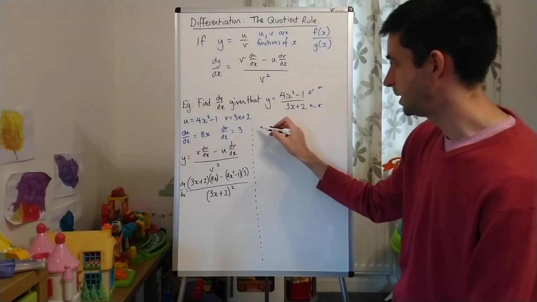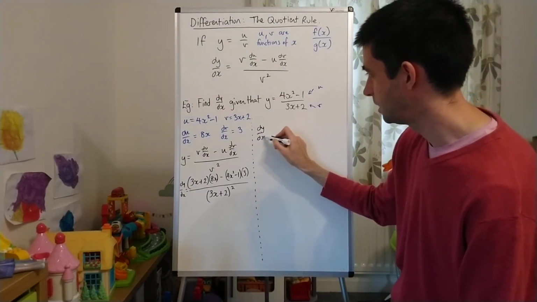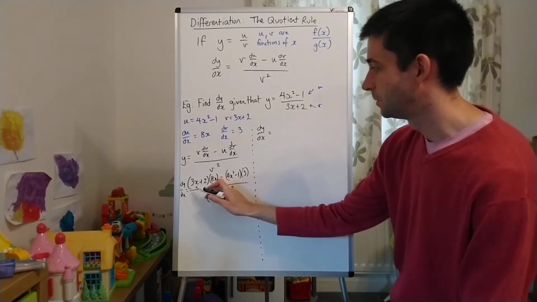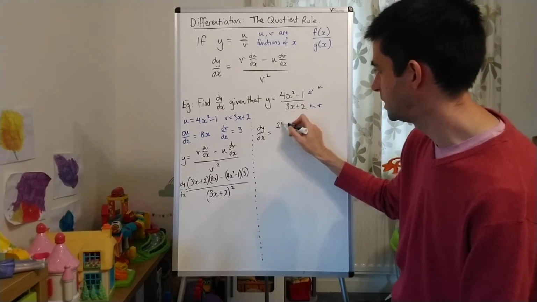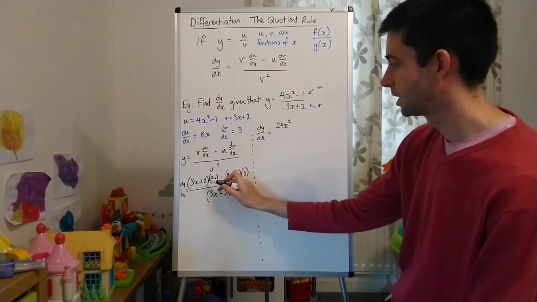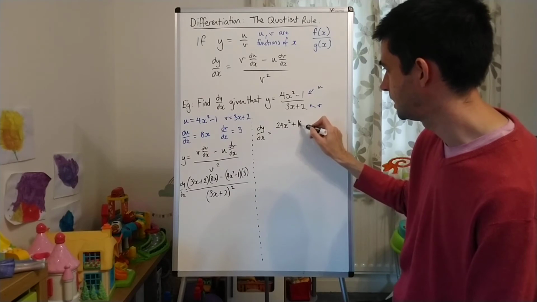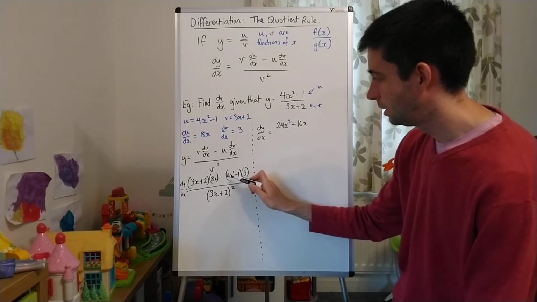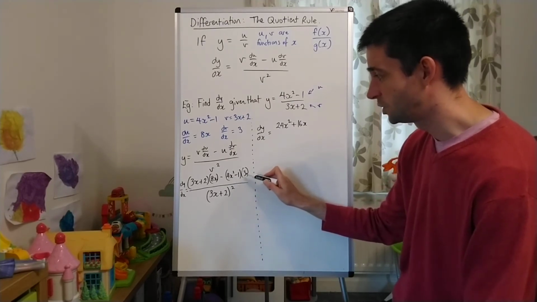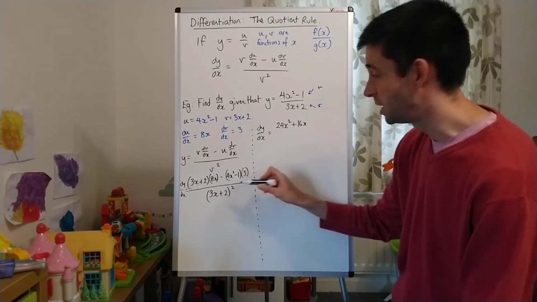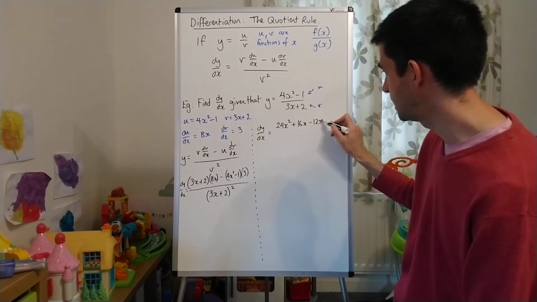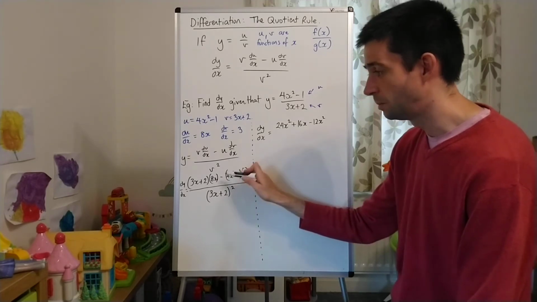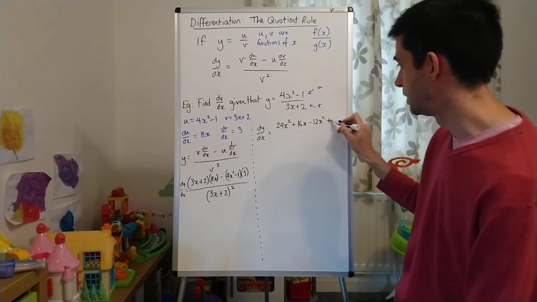So what I'll do, I'll just come up here so you can see it clearly. dy dx then equals, and I'm just going to expand out these brackets on the numerator. So 3x times 8x is 24x squared. 2 times 8x is 16x. Now be careful with the signs when we expand out here. 4x squared multiplied by 3 is 12x squared, but because we've got a minus there, it's negative 12x squared, and then negative 1 times 3 is negative 3, but because of the minus there, it's going to end up being positive 3.